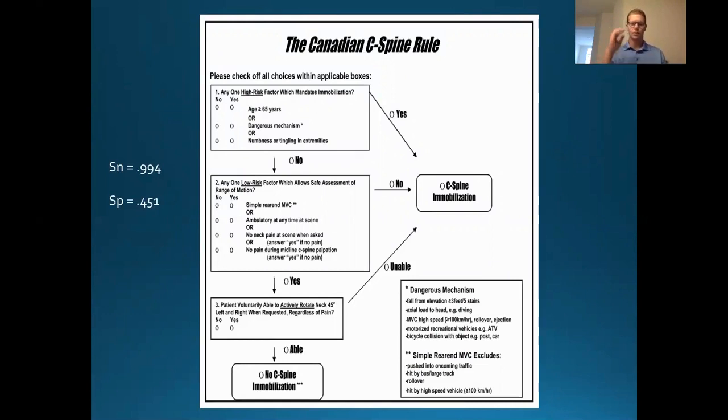If there are no high-risk mechanisms, then we can trickle down into any low-risk factors that allow for safe assessment. Those are going to be more of a simple rear-end accident, no neck pain at the scene, no midline tenderness. If that allows for safe assessment, then we're going to look to see if they have at least 45 degrees of cervical range of motion bilaterally.